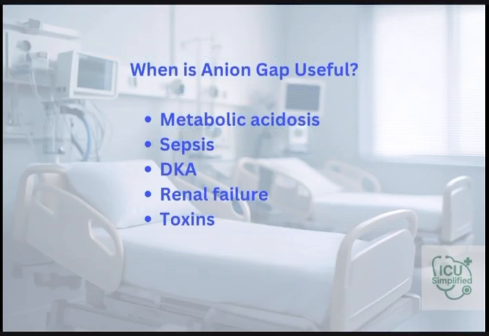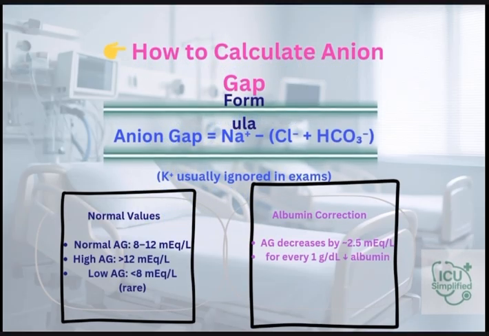The anion gap is particularly useful in specific clinical situations. We primarily use it in metabolic acidosis, where it helps narrow down the underlying cause. It is especially important in conditions like sepsis, DKA, and renal failure, where unmeasured acids commonly accumulate. The anion gap is also helpful when toxins are suspected, as certain ingestions can lead to high anion gap metabolic acidosis. So, whenever we encounter metabolic acidosis, calculating the anion gap becomes an essential next step. Now, let's look at how to calculate the anion gap.